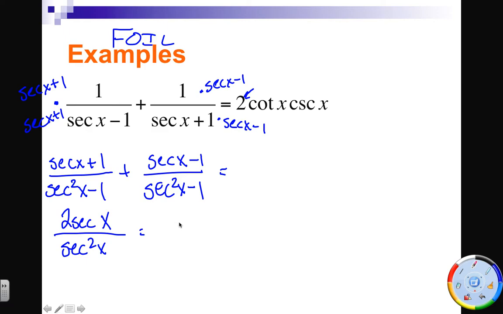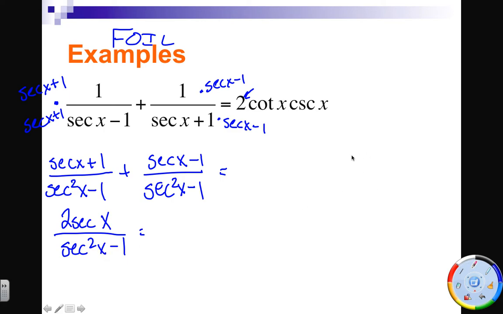Well, now where should I go? Oops, sorry, secant squared minus 1. So the question is, where do I go now? Well, this isn't always the case, but a lot of the times, whenever you see a quadratic trig function, you should think Pythagorean identity. And it just so happens that secant squared x minus 1 is equal to tangent squared x.